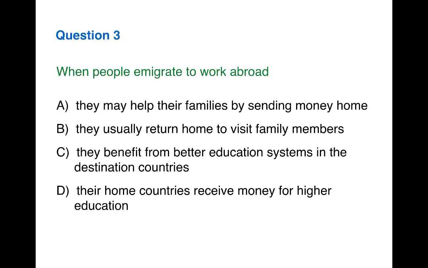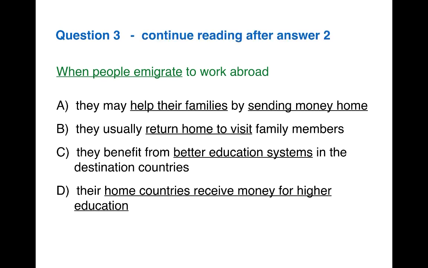Here's the question, and let's underline some keywords as usual. When people emigrate to work abroad, A, they may help their families by sending money home. B, they usually return home to visit family members. C, they benefit from better education systems in the destination countries. D, their home countries receive money for higher education. Going to read the passage now, continue reading after answer 2.